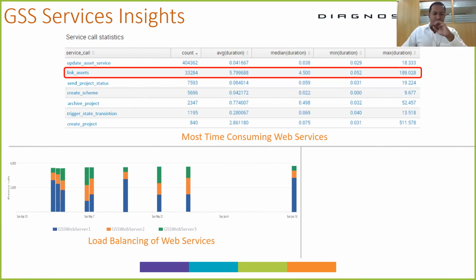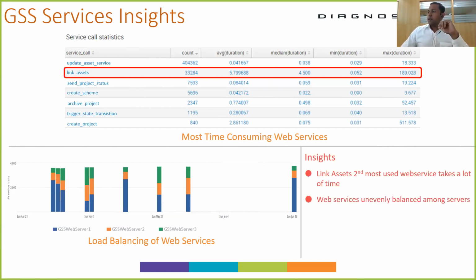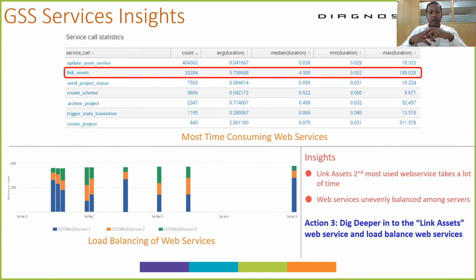So my insights from these two dashboards would be, first, the link assets web service is taking a lot of time. Second, web services are unevenly balanced, which brings me to my third action item, which is to dig deeper into my link assets web service and understand why it is taking so much time. And second would be to make sure to manage the load across the servers handling my web services.